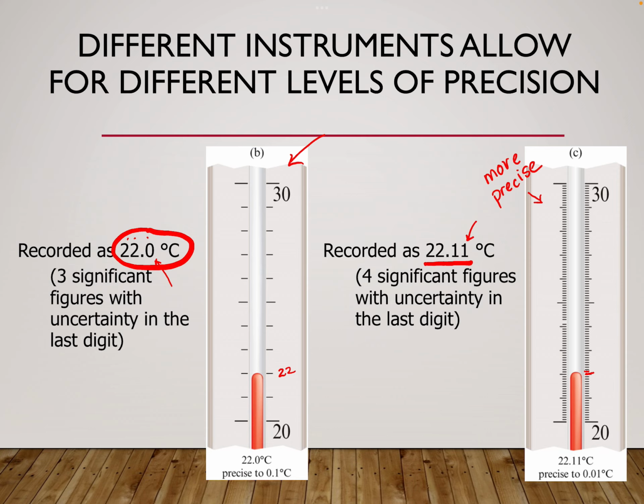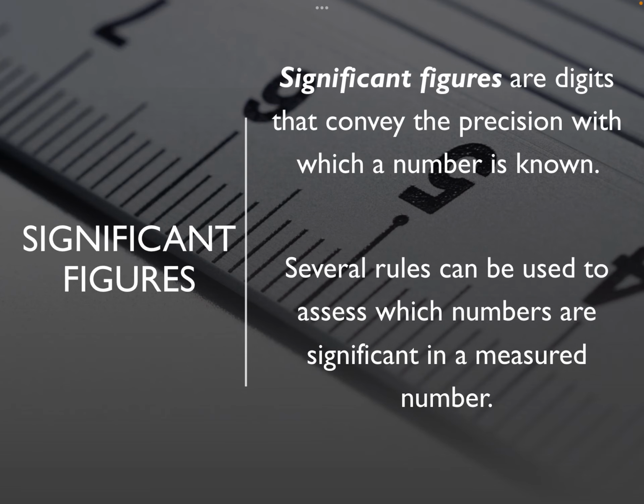Okay, again, we're always going to estimate one past what we have a line for. So since we actually have a line for 22.1, we're going to make one estimated digit past that. So now there are 4 significant figures, with the last one being uncertain. Okay, so this one has 3 significant figures and this one has 4. So this one is better, more precise, and it's because we have more lines on our measuring tool. Okay, so depending on what we're using, right, depending on how precise our tool is, we can get better precision in our measurements.